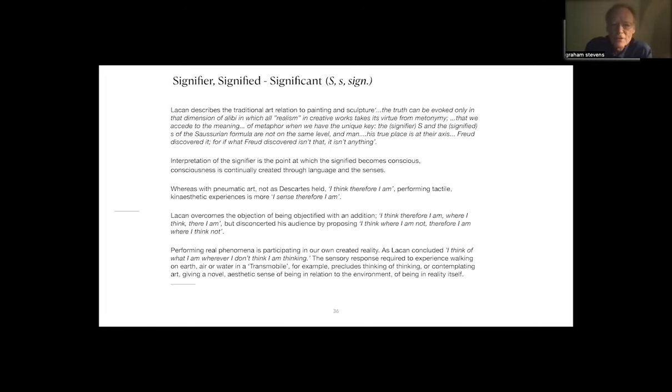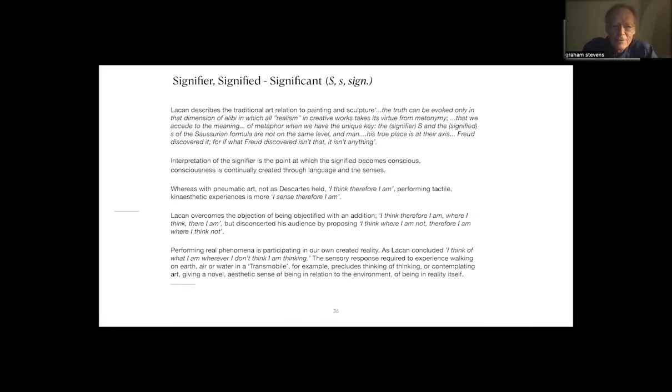Lacan overcomes the objection of being objectified with an addition. I think, therefore I am. Where I think, there I am. I'm thinking where I am. So if I'm thinking I'm in Spain, I am in Spain in thought. But then he went on to say, I think where I'm not. Therefore, I am where I think not. So you can only be, in a sense, in contact with reality where you're not thinking. If you're thinking, thinking is taking you away from reality, it's not taking you into reality.